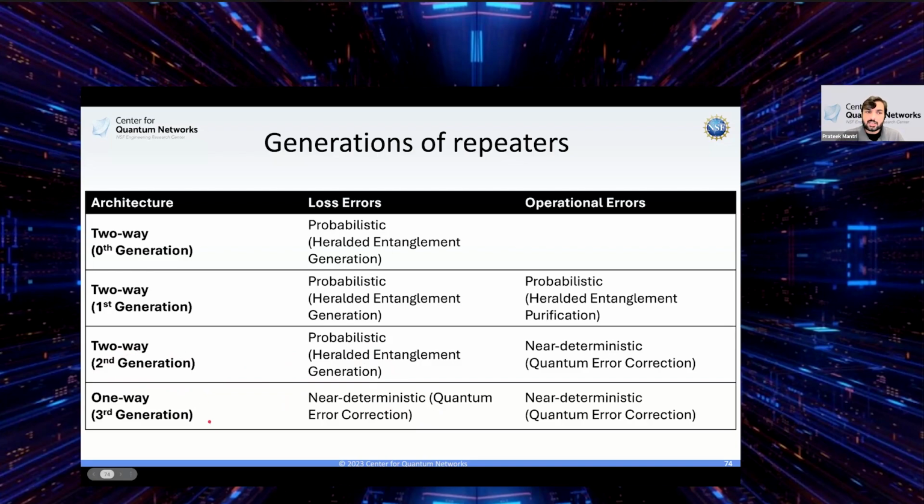The key point to note is another way to look at it, which is this exchange of classical information. If it is two-way, all the first three generation schemes are that. So we also call them the two-way schemes. And the third generation is a one-way scheme. So both classical information and quantum information travel in the same direction.